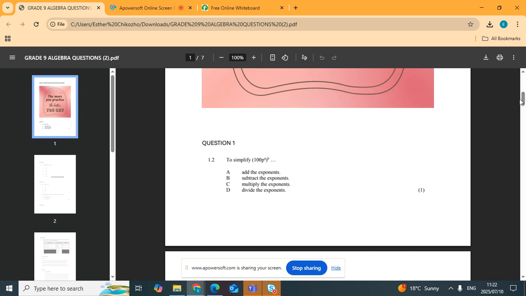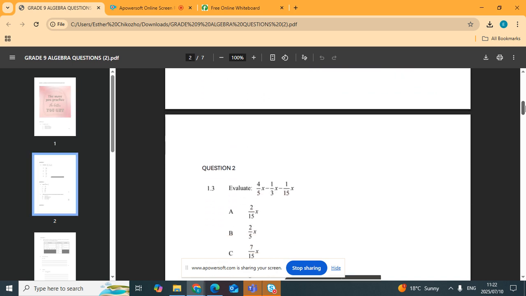So question 1 says to simplify 100p to the power a, raised to the power b. What do we do? In this particular case, you're going to multiply these two exponents, the a and the b. So it's basically multiplying the exponents, which is c. Okay, let us go on.